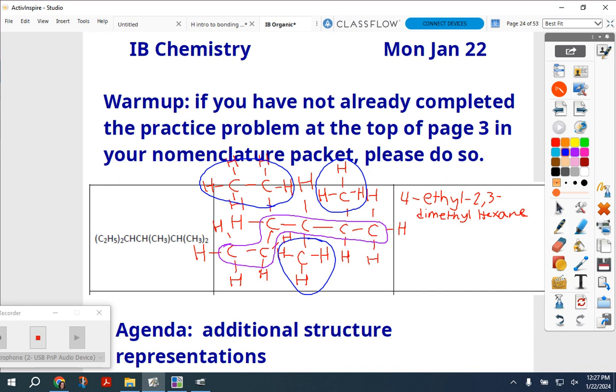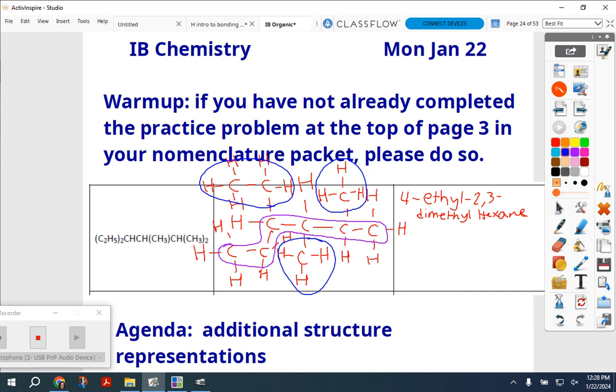So now that we have our longest carbon chain, we know it's a hexane. We've got an ethyl group and 2 methyl groups. What I didn't tell you before is that when we are naming these things, if you have more than one type of group coming off of your carbon chain, you go in alphabetical order. So the ethyl comes first because E comes before M. Okay.